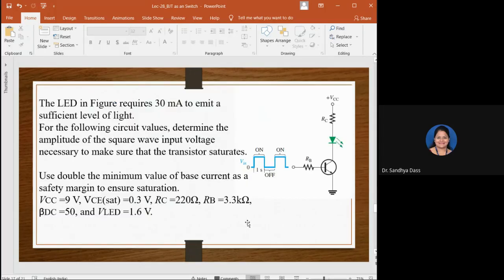All right. So quickly, can you take this down as a homework? Take this problem as a homework. The LED in the figure requires 30 milliamps to emit a sufficient level of light. The same circuit. For the following circuit values, determine the amplitude of the square wave input voltage necessary to make sure that the transistor saturates.